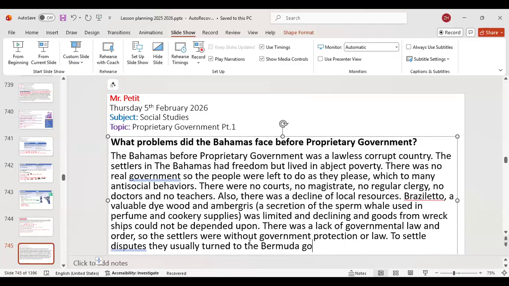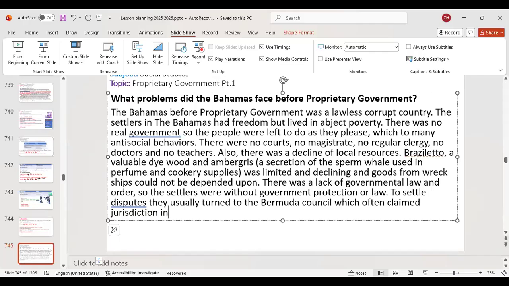We could say the Bermuda Council, which often claimed jurisdiction in the Bahamas during this time, even though they had no legal right to do so.